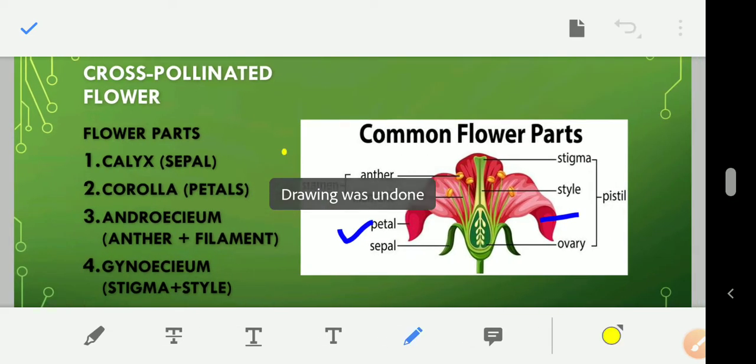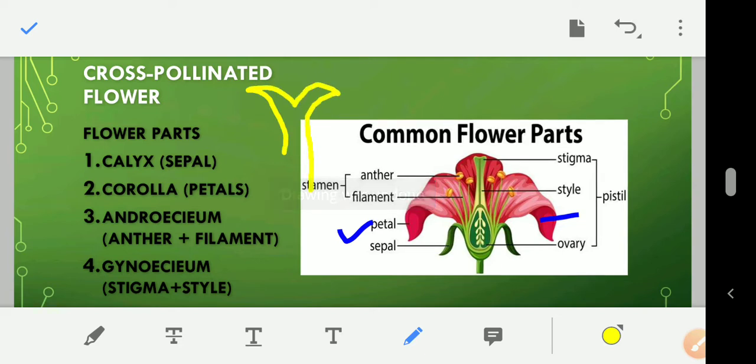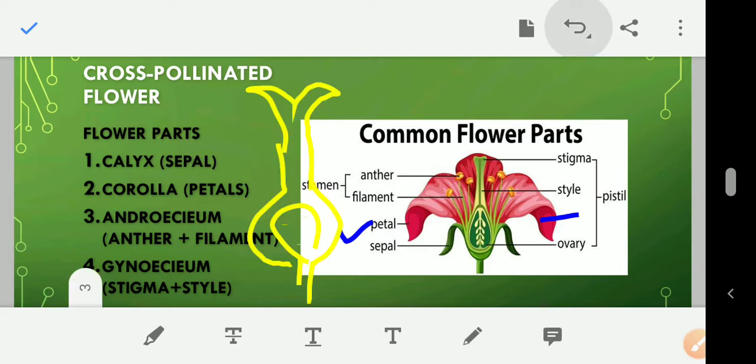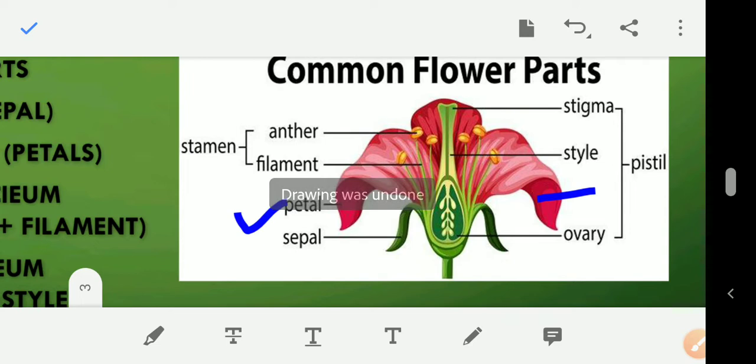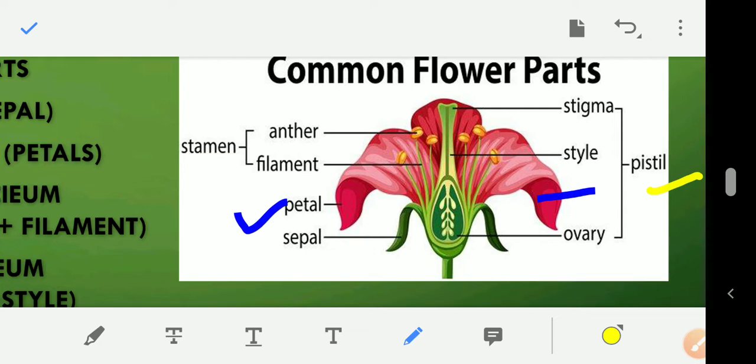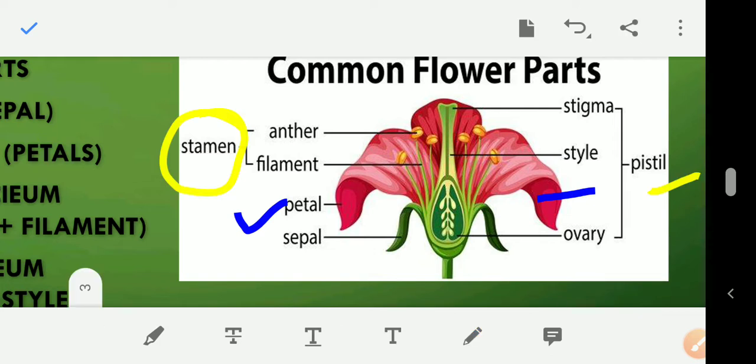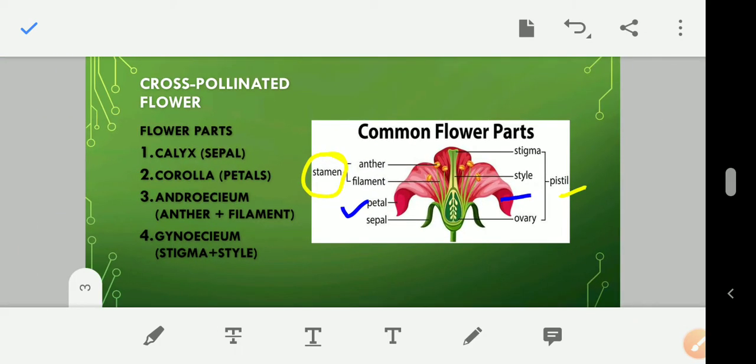So how can we draw the structure of the stigma? This is the stigma, this is the style, and this part is the ovary, and inside the ovary we have the ovule. Okay, so what do we have to learn? We have to learn all 4 parts of the flower: stigma, style, ovary. They together are known as pistil. Anther and filament together are known as stamen. Petals are the colored part and sepals are the green part.